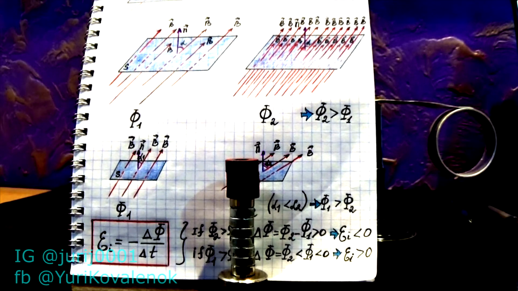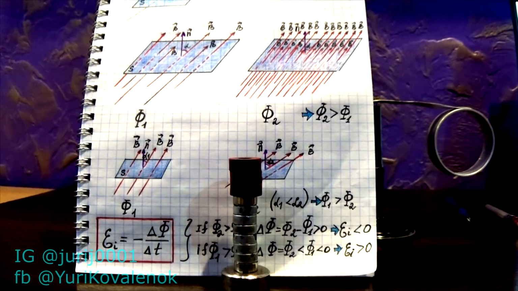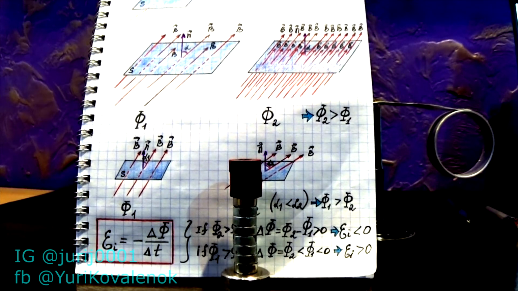Now it remains to state the law of electromagnetic induction. The EMF of induction that occurs in a closed conducting circuit is directly proportional to the rate of change of the magnetic flux, taken with the opposite sign. Let's sum it up. Pay attention to how the magnetic flux is determined. The Lenz rule is a consequence of the law of conservation of energy, and the value of the induction EMF depends on the rate of change of the magnetic flux.